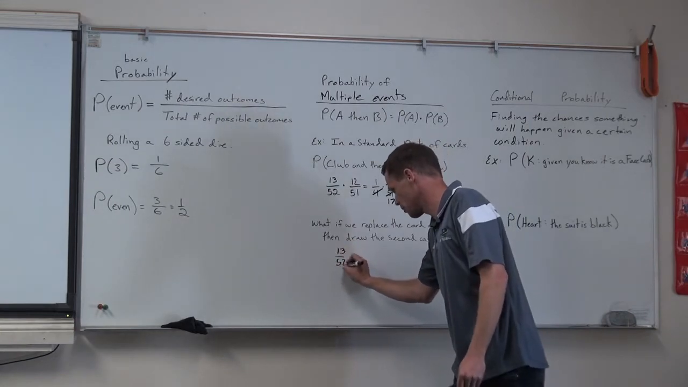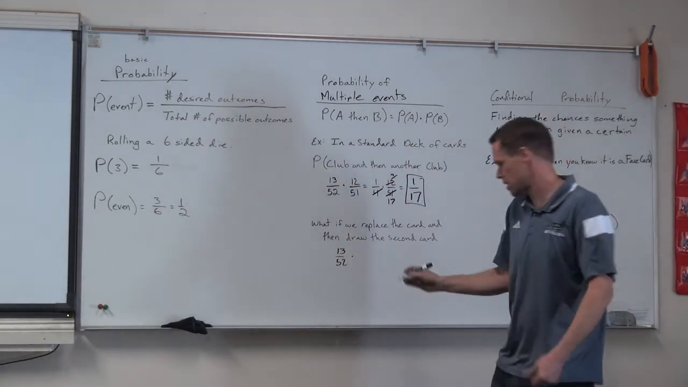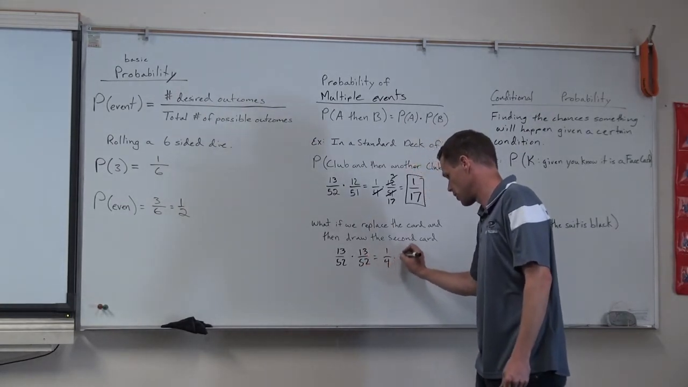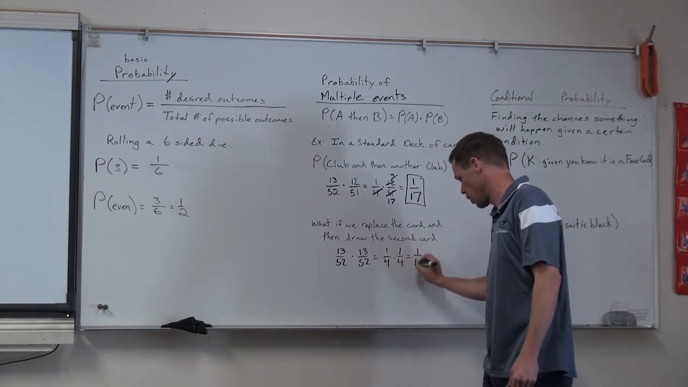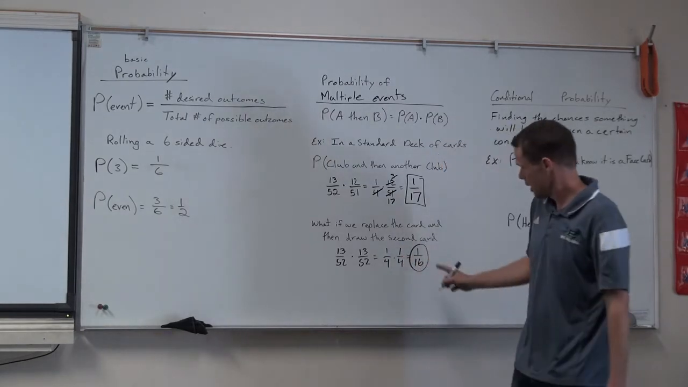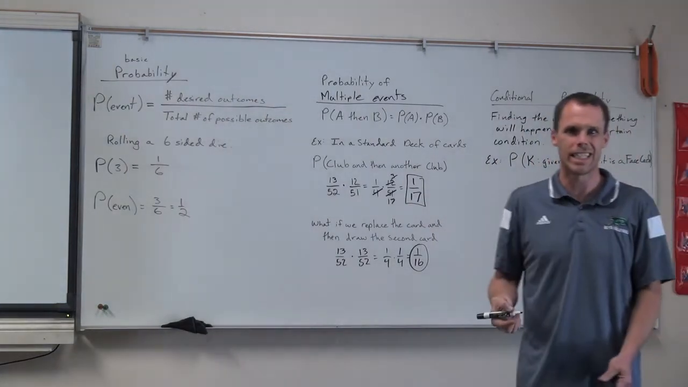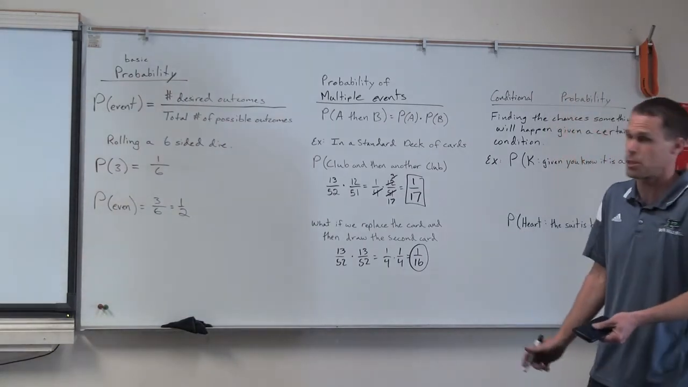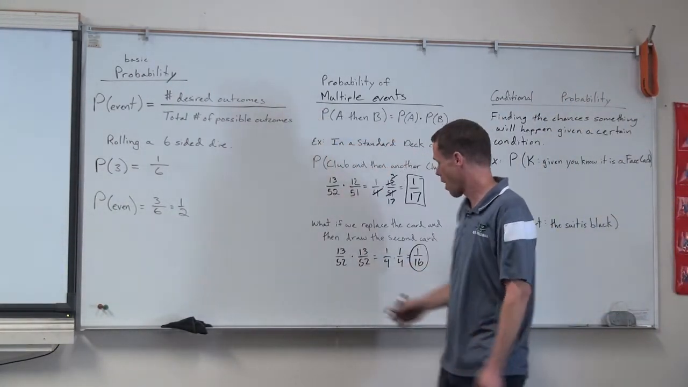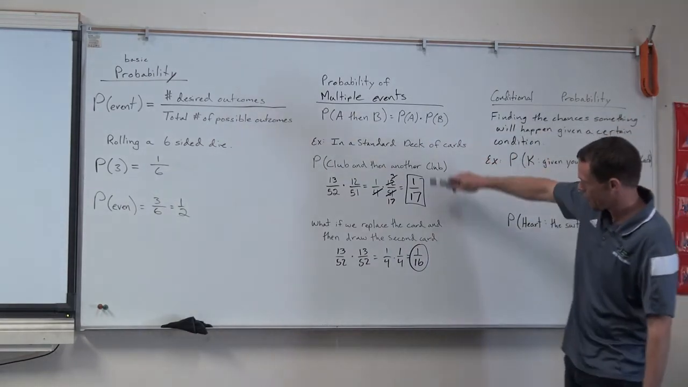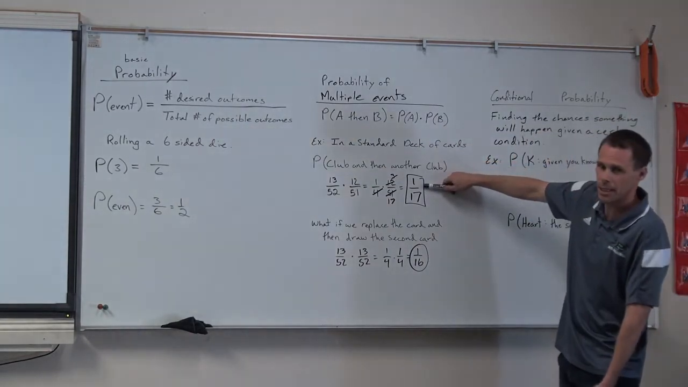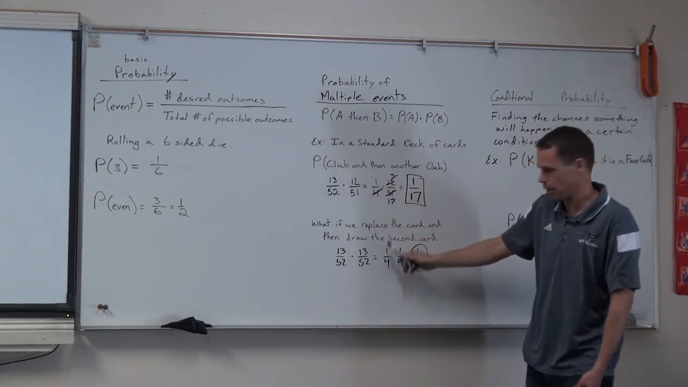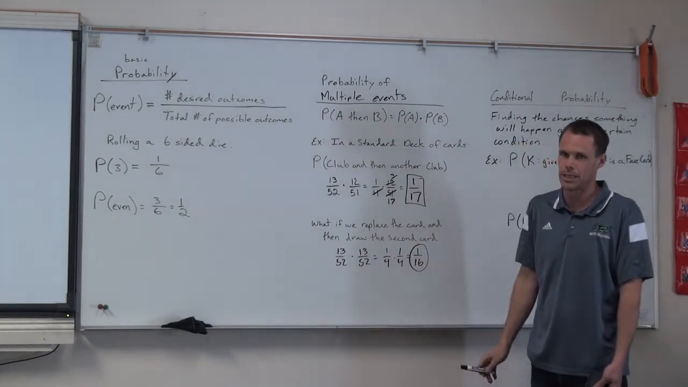13 out of 52. I put the card back, which means my next event is still 13 out of 52. Well, both of those reduced to 1/4, which gives me 1/16. It's actually slightly more likely to get 2 clubs if I actually put the club back in the deck. That should make sense. We have more options, more desired outcomes. Okay? So that is the difference between without replacement, where it does affect the second draw, and with replacement, you just go right back to the original probability.